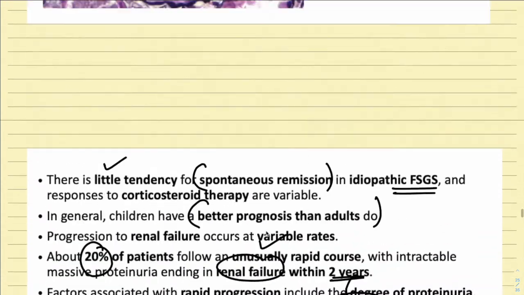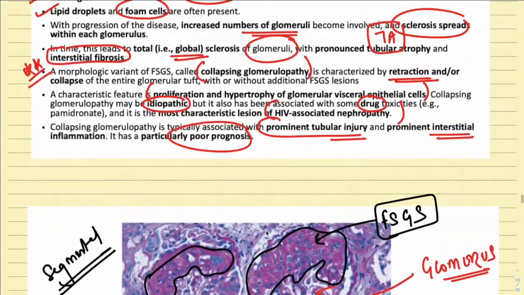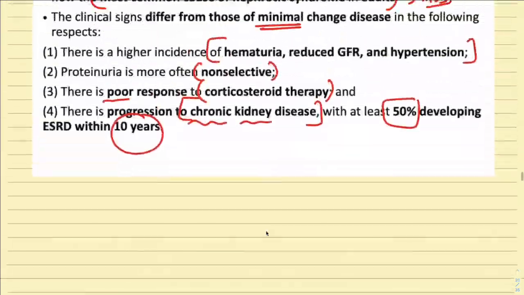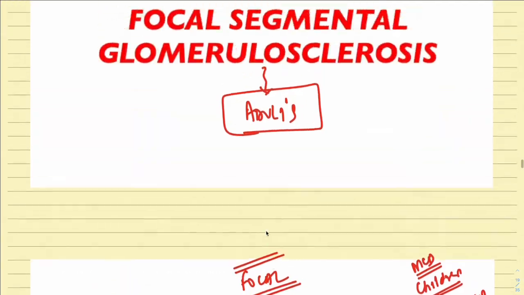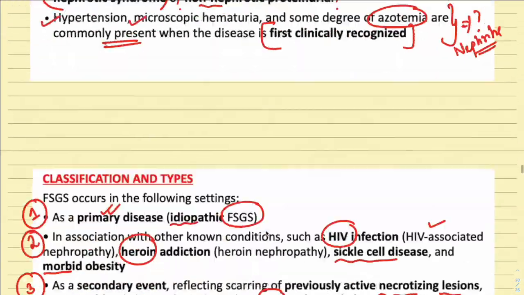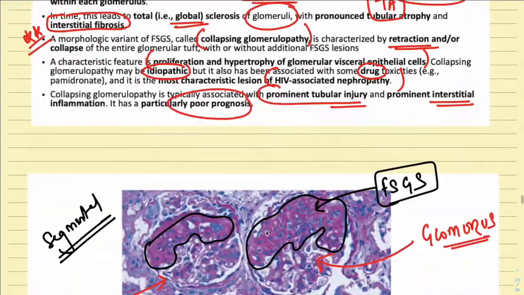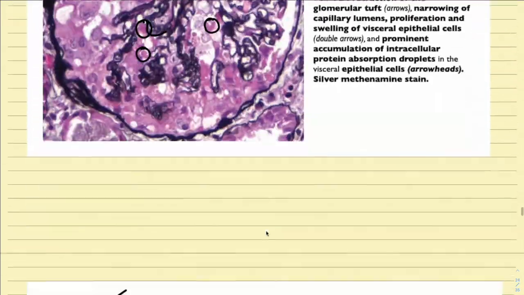Okay. Is this point very clear about FSGS? Any doubts with regards to FSGS? Focal segmental glomerulosclerosis. Anyone is having any kind of doubt? Yes. So you will be able to answer all the questions. Okay. Especially the pathogenesis is very, very important.